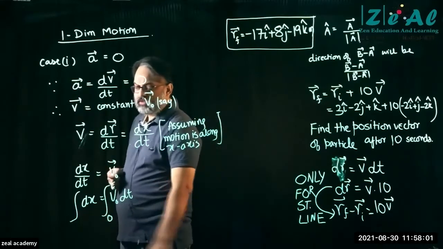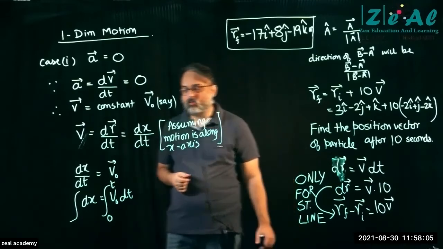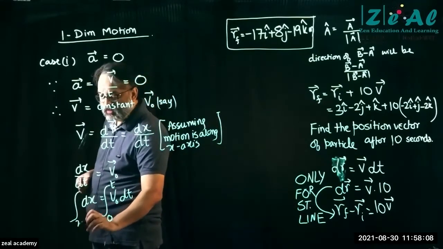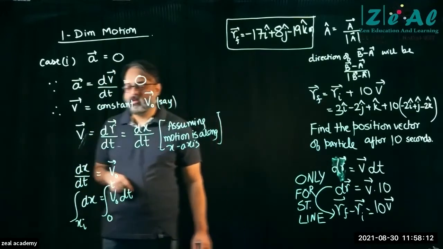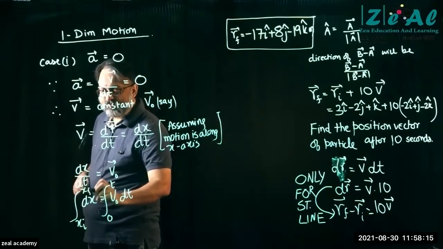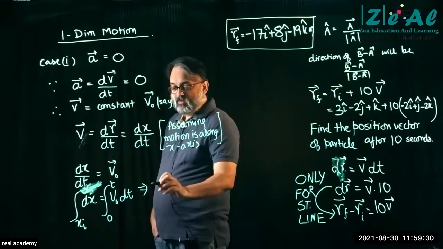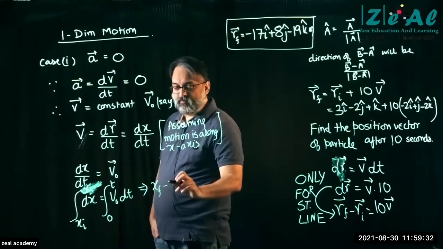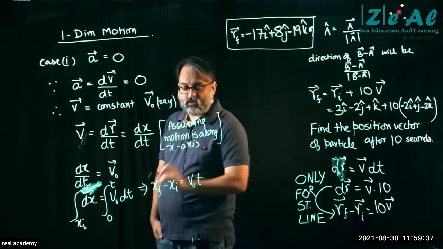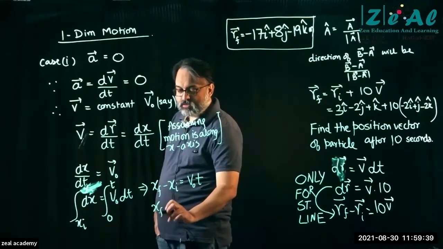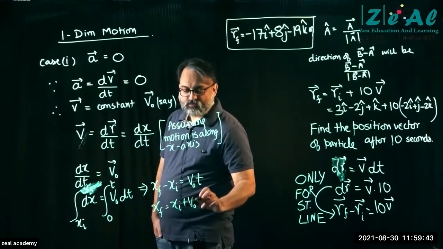On the left hand side, we are dealing with the x coordinate. So the limits here will be xi, which is the initial x coordinate, and xf, which is the final x coordinate. So xf minus xi is equal to v naught t. So xf is equal to xi plus v naught t.